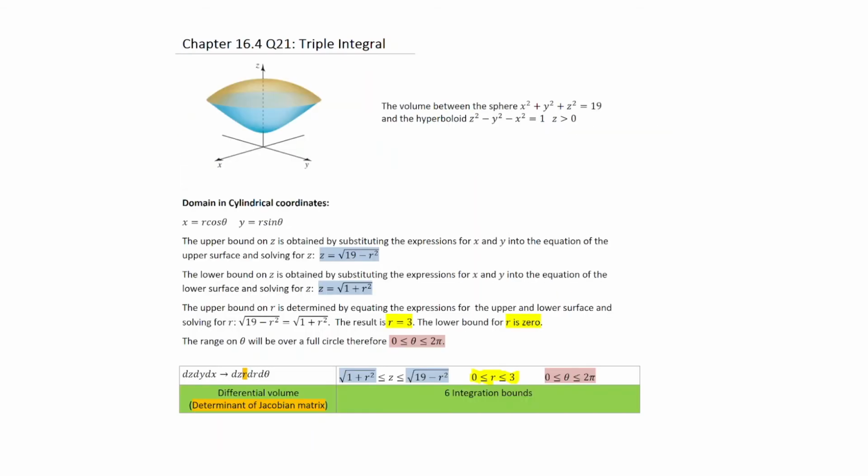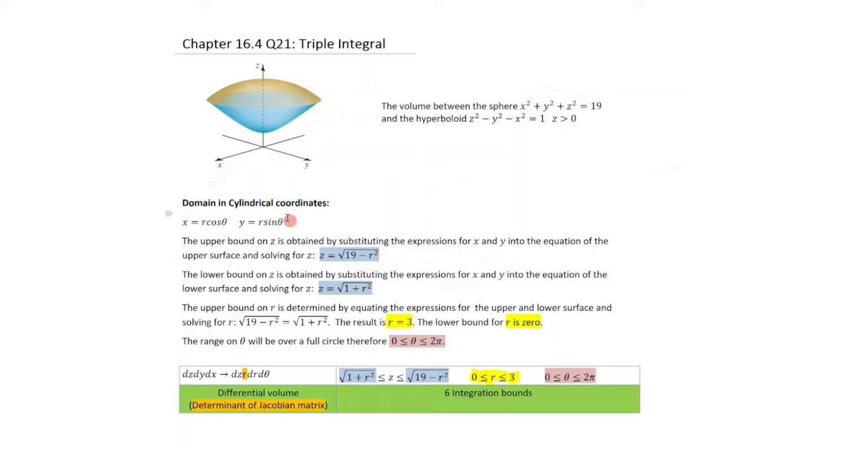All right, so let's look at another example. This is to calculate the volume between the sphere, which is this part, x squared plus y squared plus z squared equals 19, and the hyperboloid, at least one section of the hyperboloid, which is z squared minus y squared minus x squared equals 1, z is greater than 0. So obviously we're only talking about the top portion here. There's another flip side on the bottom side.